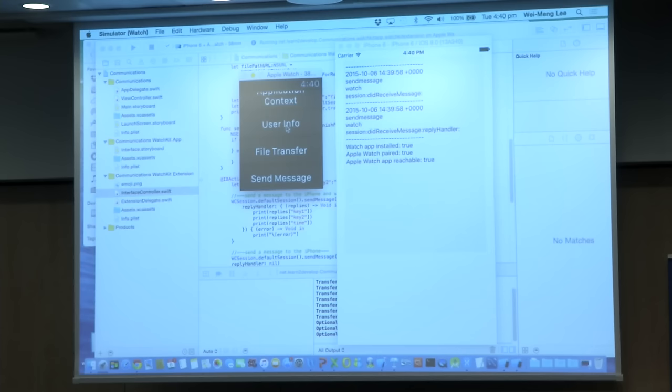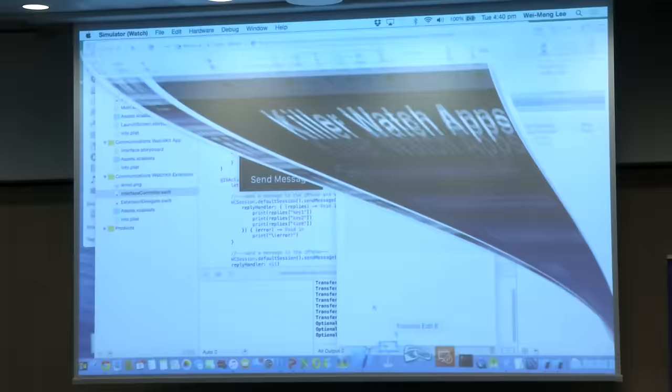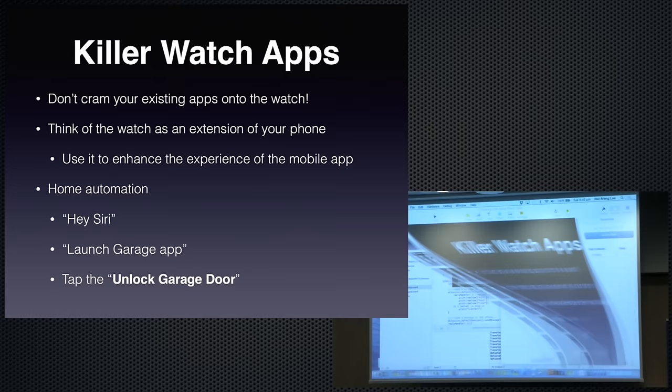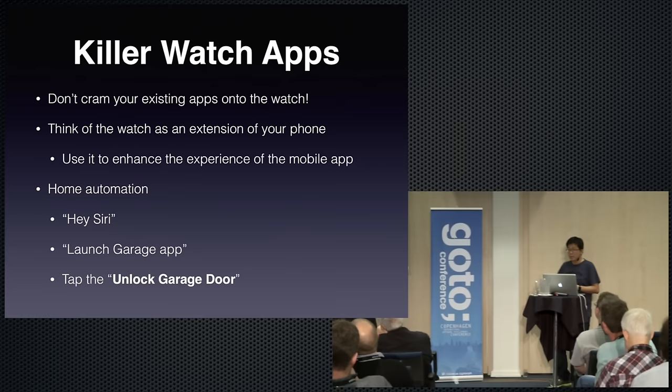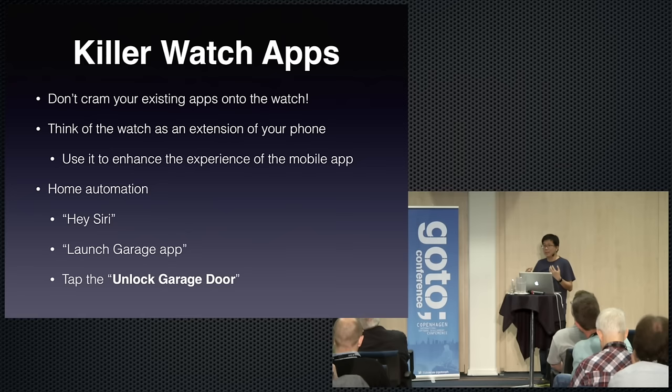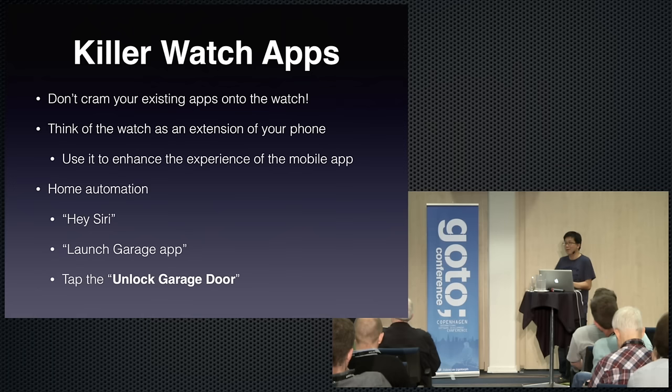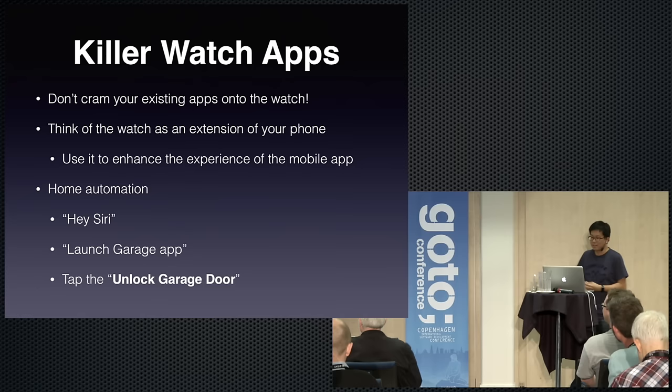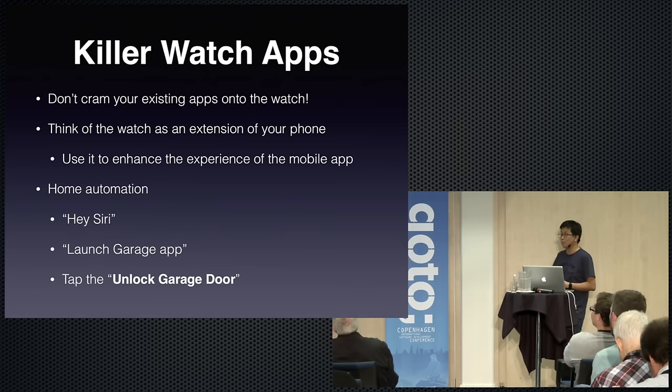Okay, so I think I have one final slide. What are some of the suggestions to develop your killer watch apps? First thing first, I know you have a lot of mobile apps, but don't cram all the UI in your mobile apps onto the watch, okay? Because that's not going to work. So think of the watch as an extension of your phone and use it to enhance the experience of your mobile app. So home automation, like I mentioned earlier, is a very good candidate for your Apple Watch.